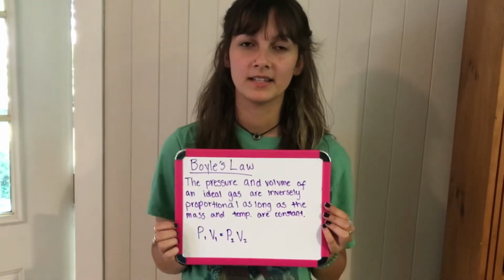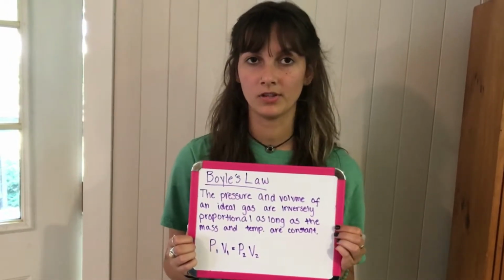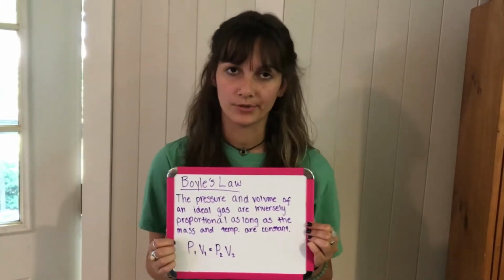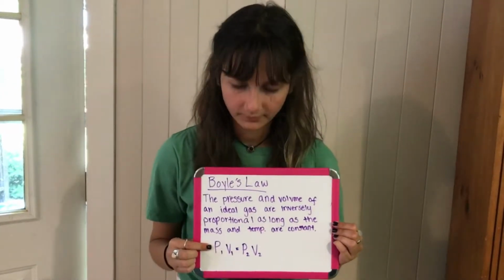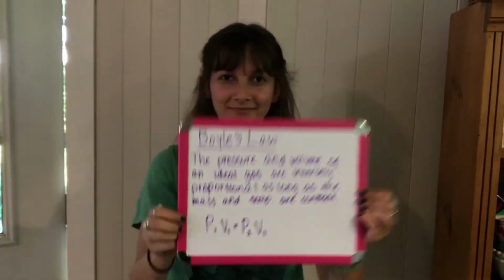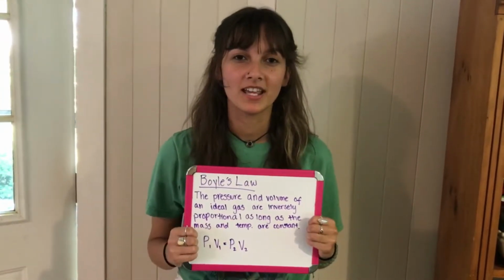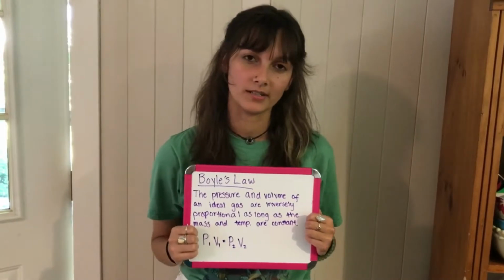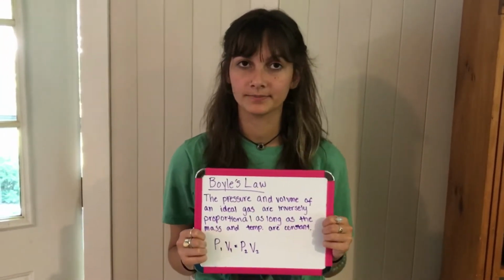Boyle's law states that the pressure and volume of an ideal gas are inversely proportional so long as the mass and temperature remain constant. This can be represented in the formula below. This means that if pressure increases, then the volume decreases, or if pressure decreases, then the volume increases.